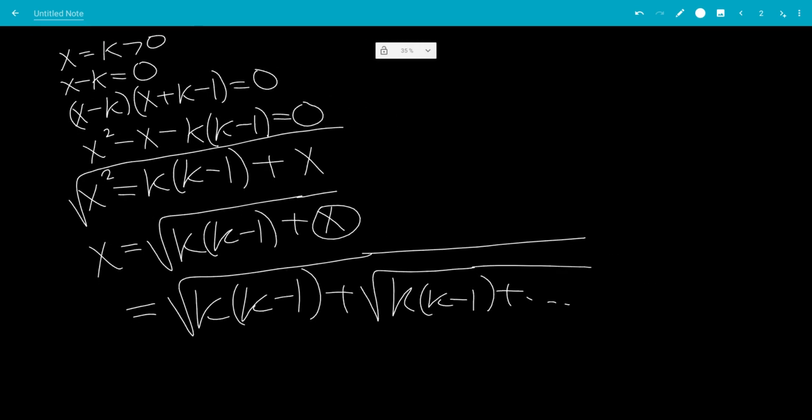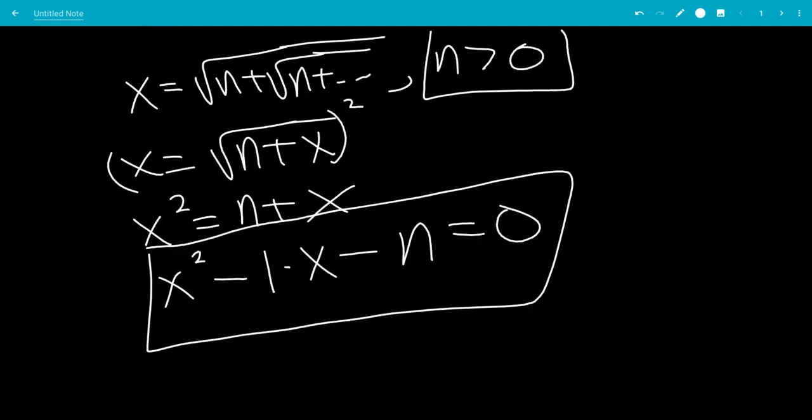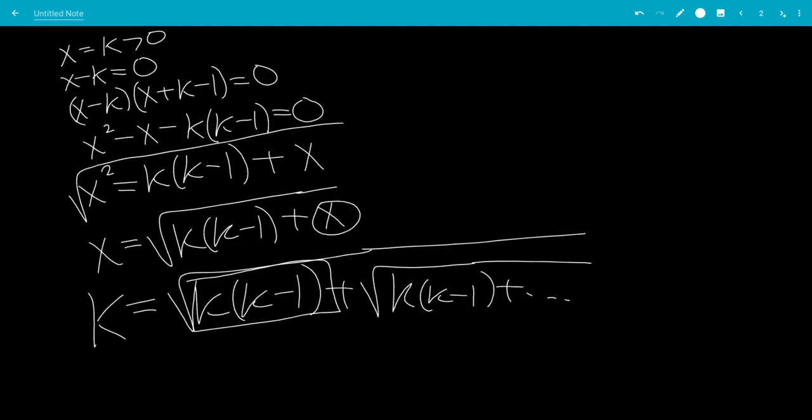And it's infinite. So what is x? X in the beginning is k. So we get that k is equal to the square root of k times parentheses k minus 1 plus the square root of k times k minus 1, and so on. And now we showed before that this term is bigger than 0, and has to be bigger than 0. So what we really have is that k is bigger than 1.